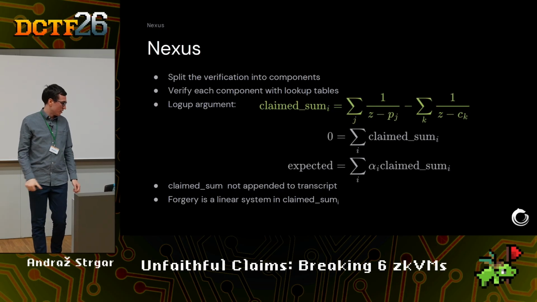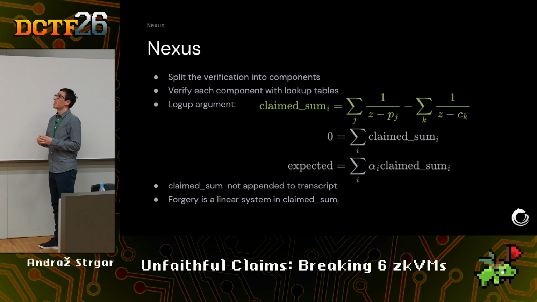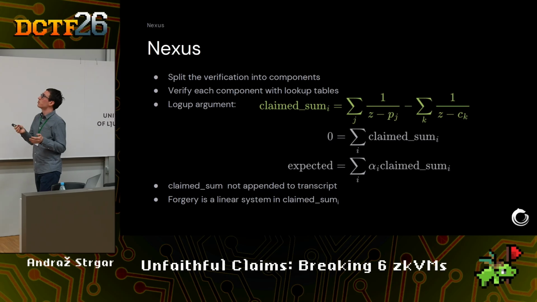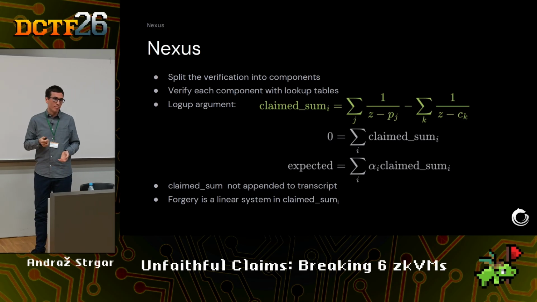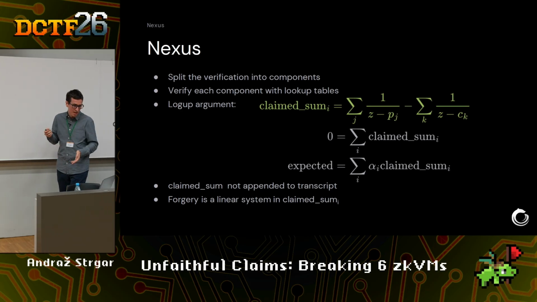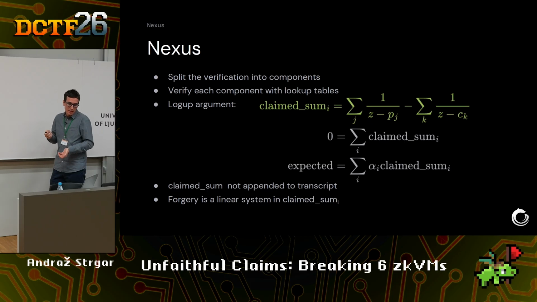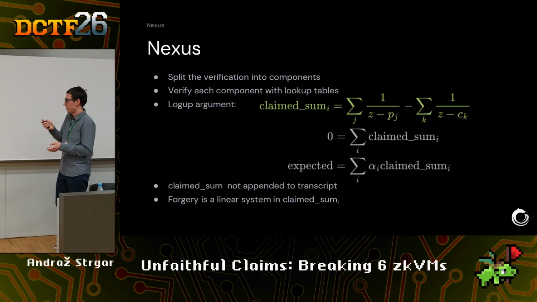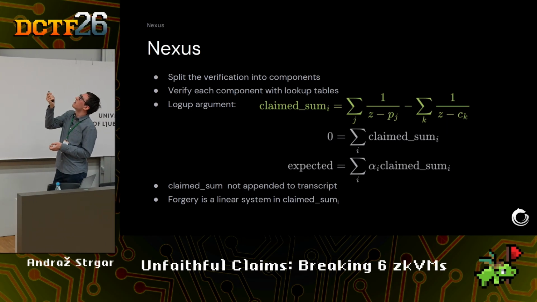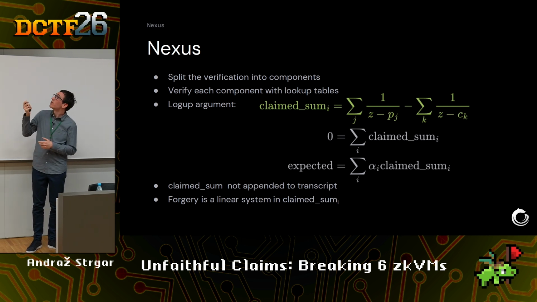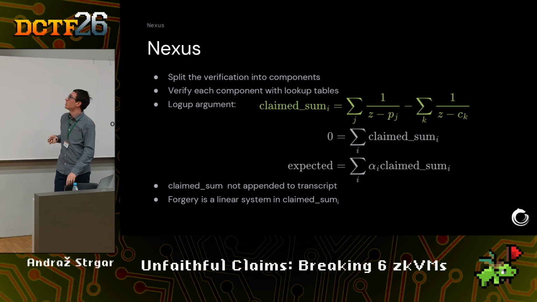So let's go on to the next one. The next zkVM we broke is Nexus, which works in a completely different way by splitting proving parts into many smaller parts, but that's not really that important. Each component is verified independently using something called a logup argument, if anyone is interested, which looks basically like this. You will have some sum over 1 divided by something, but for the purpose of this presentation, that's not really needed, just an interesting thing if anyone is interested.